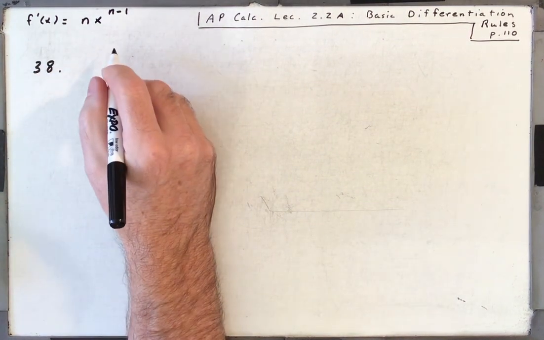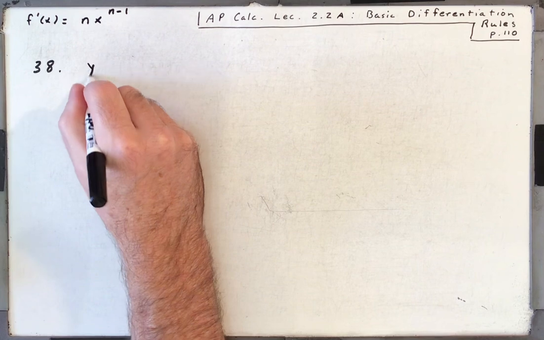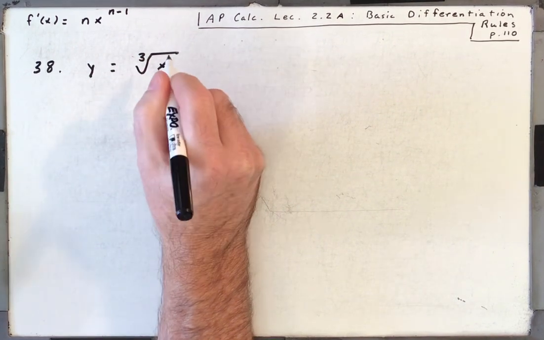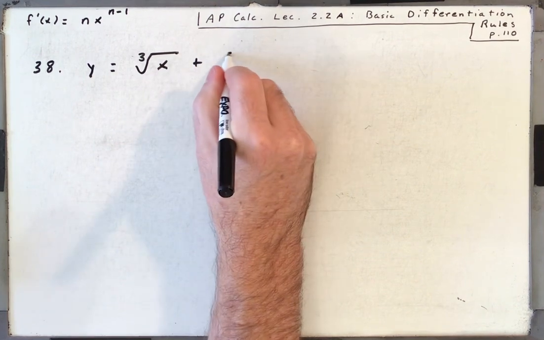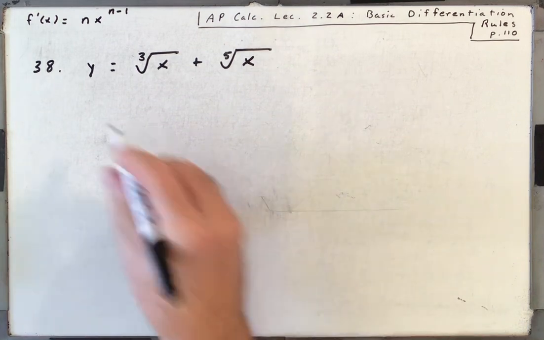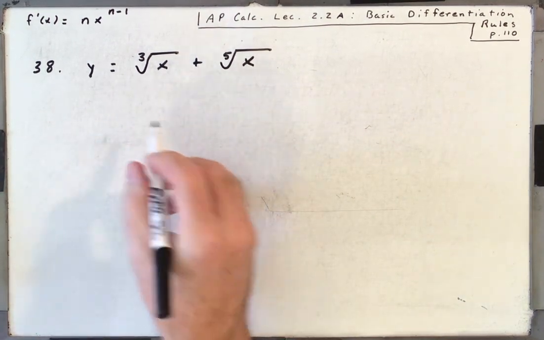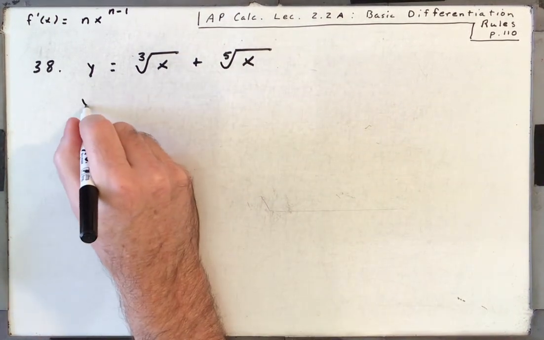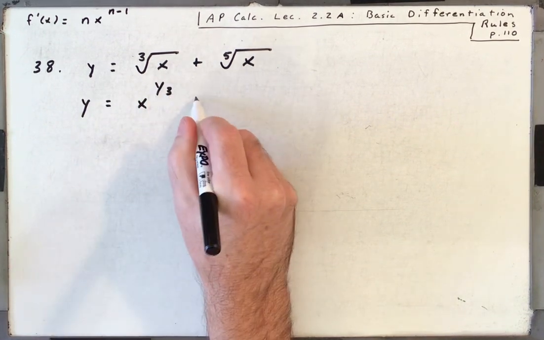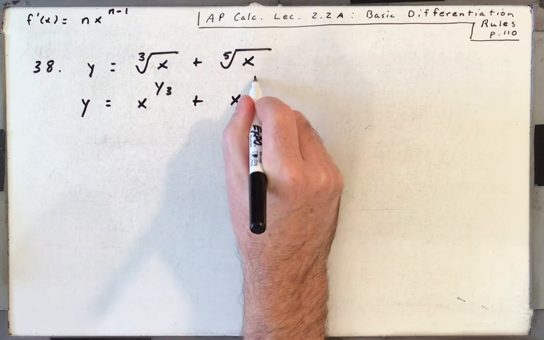All right, 38. We have y is equal to the third root of x plus the fifth root of x. Well, we want to rewrite this without the radicals, with fractional exponents. So that's x to the 1/3 plus x to the 1/5.